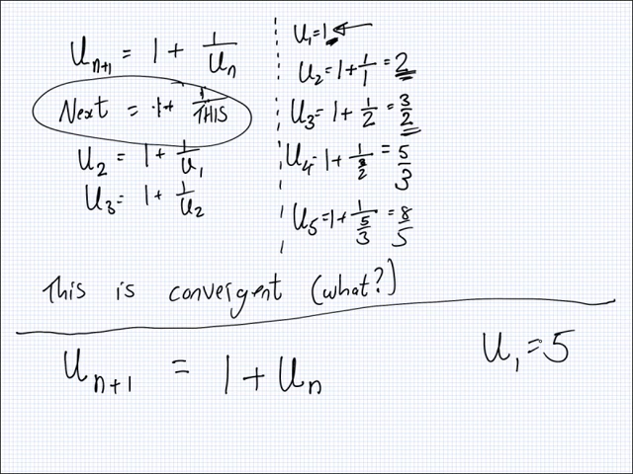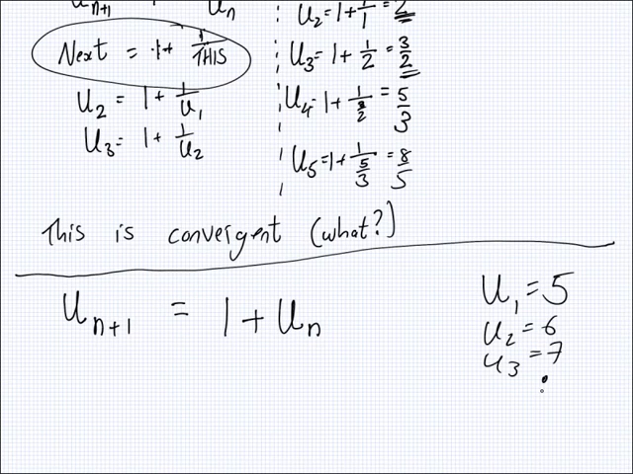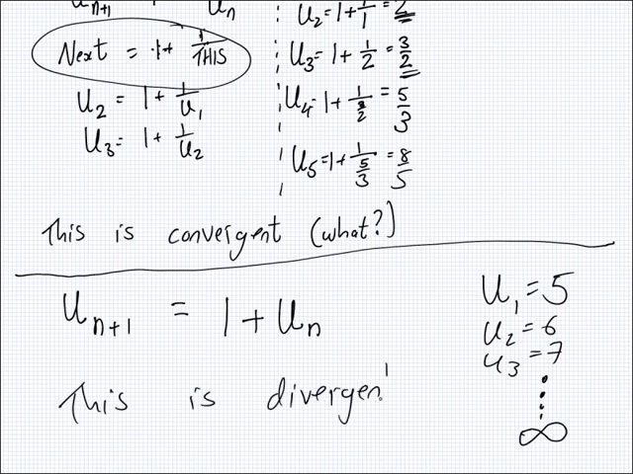Yeah, it's looking divergent, isn't it? So what's the next term? 6. Yeah, and the next term? 7. 8. So is this moving anywhere? No, it's moving away, to infinity. So we say this is divergent.